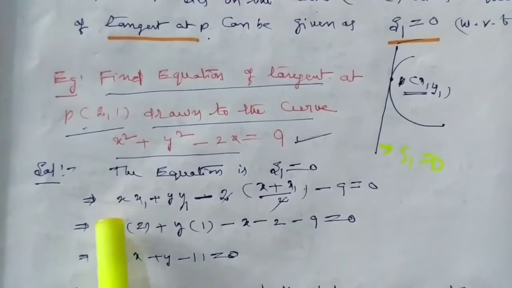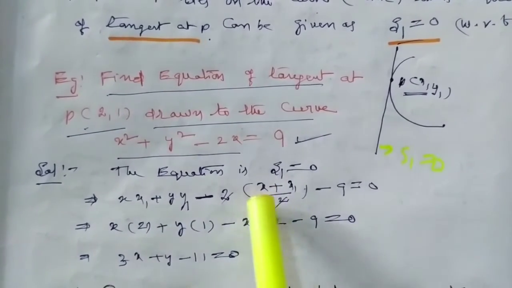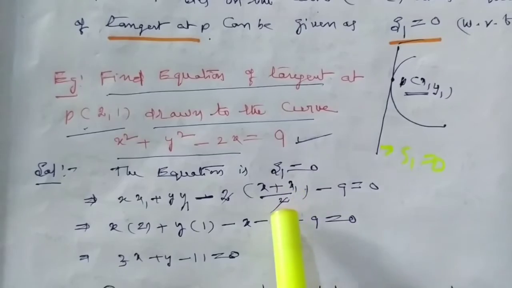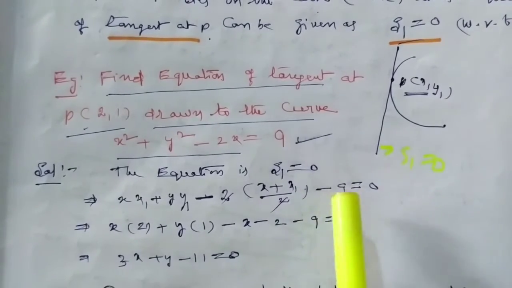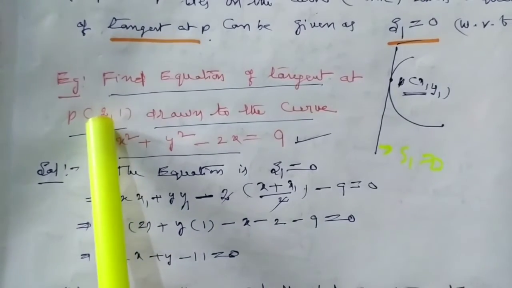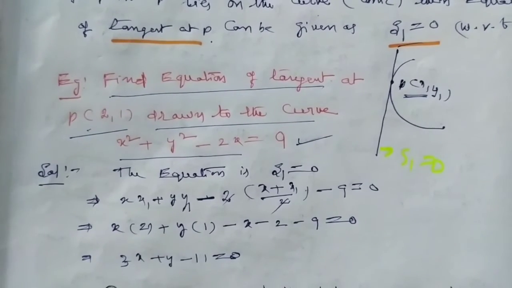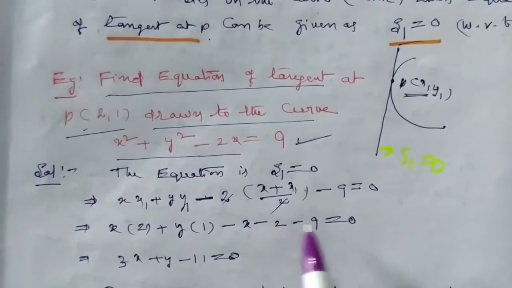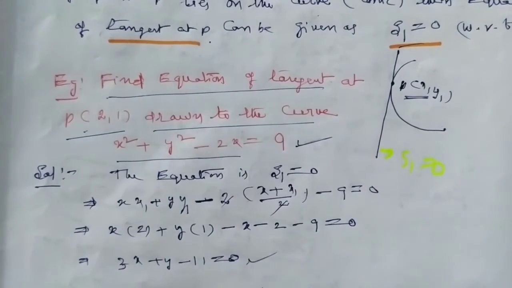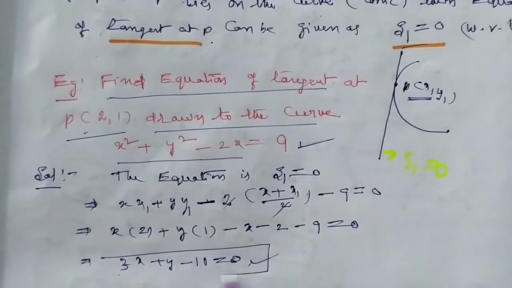x square is replaced by xx1, y square is replaced by yy1, and the x term is replaced by (x plus x1) by 2. You have to remember that: xx1 plus yy1 minus (x plus x1) by 2 minus y minus 9 is equal to 0. Substituting x1 as 2, y1 as 1, and x1 again as 2, you will finally get 3x plus y minus 11 is equal to 0. This is the required tangent equation.